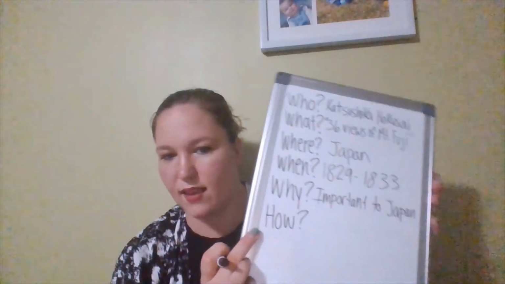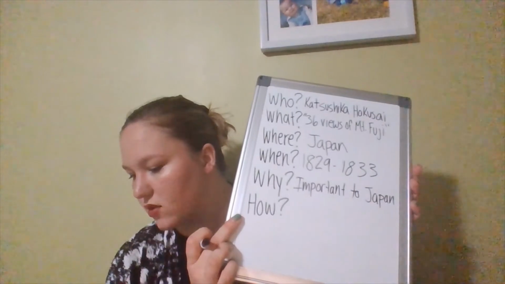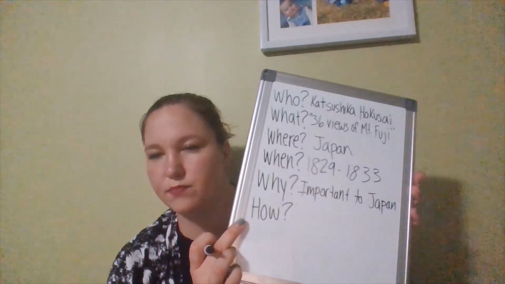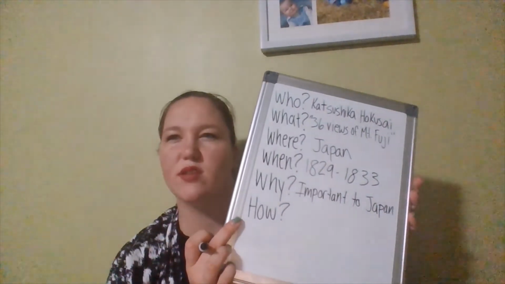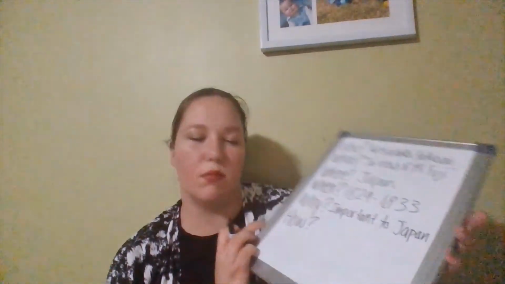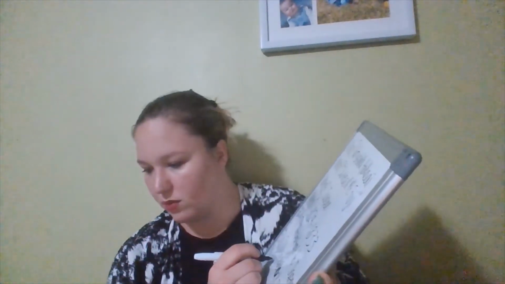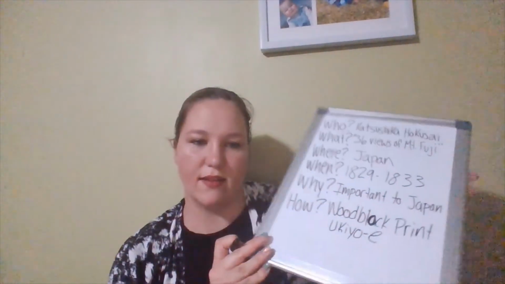Okay, next and the last question is how. So how did he make his art? Yeah, it was a print. Can you be more specific though? A woodblock print. Yes, woodblock. Yeah, that's right. And he also used the ukiyo-e style. We'll write that at the bottom. All right, so I'll set this here.